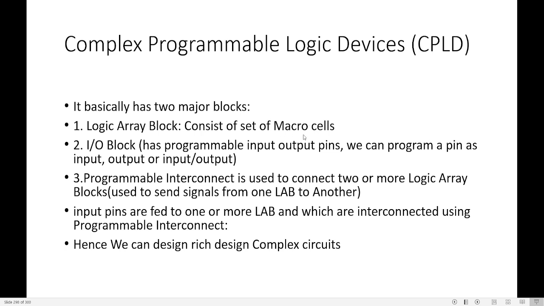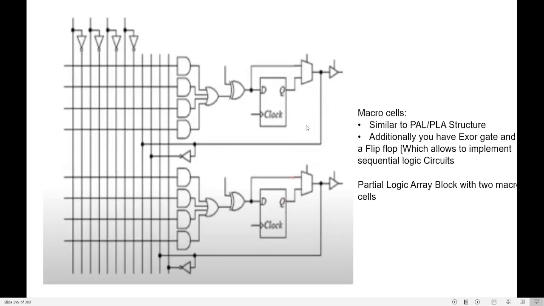So what is a macro cell? We need to see what is a macro cell. A macro cell is similar to PAL or PLA structure. What do you mean by PAL or PLA? It has a set of input buffers and gates followed by OR gate. If I have this setup, I call it PLA or PAL combined circuits.